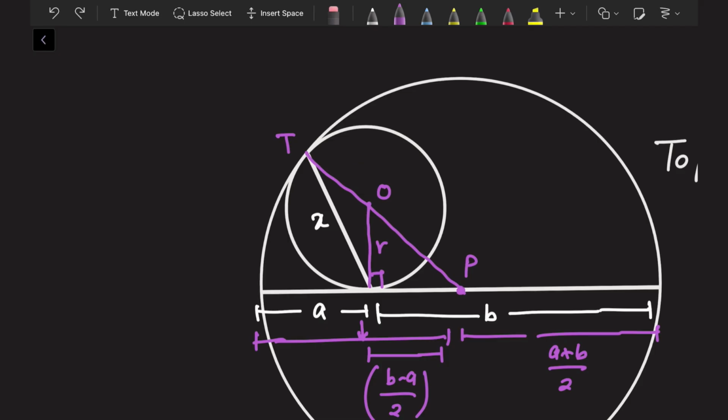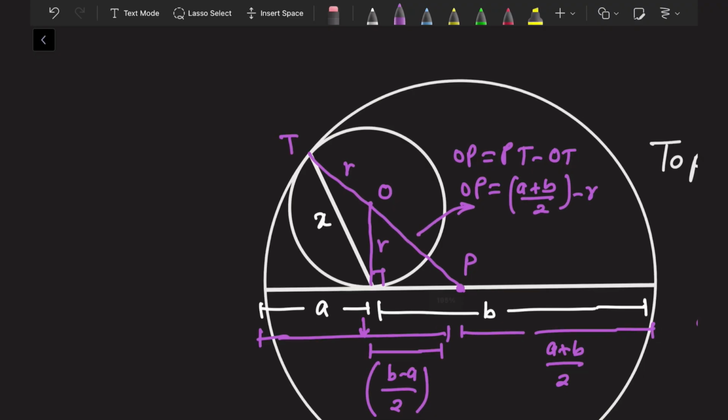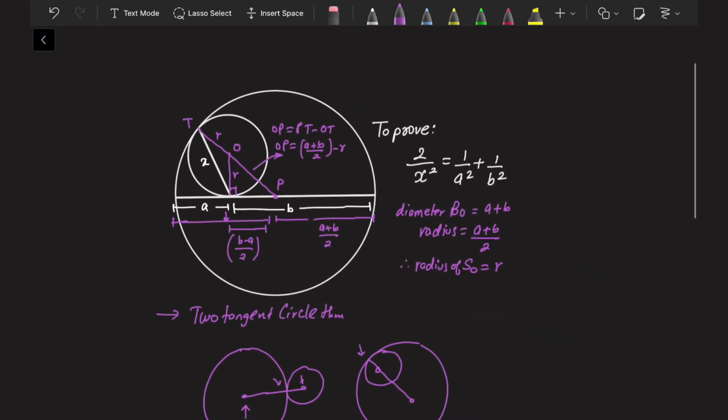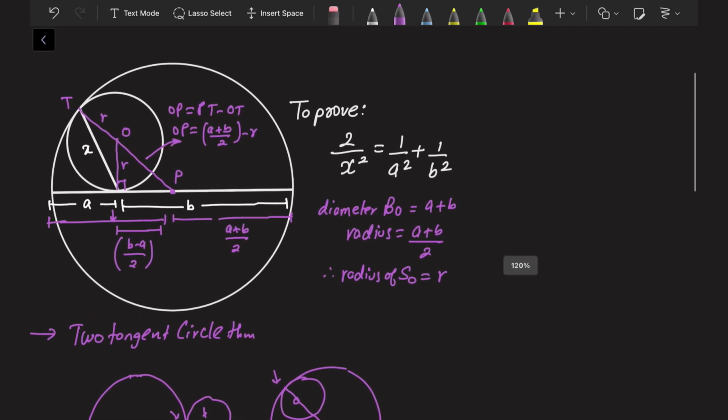Now the length from P to T was the radius of the bigger circle, hence it was (A plus B) upon 2. Therefore the remaining length OP would be equal to what? PT minus OT. So the length OP would come out to be (A plus B) upon 2 minus R. This is the length of this particular line. Okay, so this was some setup done.